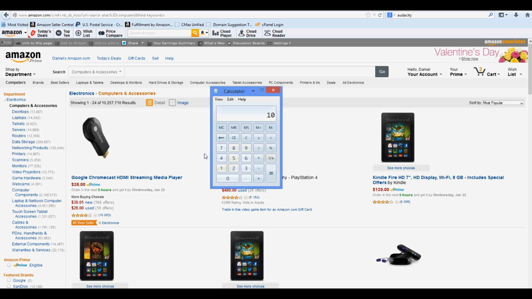10,257,716 times 15%. And we've got 1,538,657. So if you have high risk tolerance, anything below that number for sales rank would be okay to sell. It may sit for a little while, but it will probably sell.